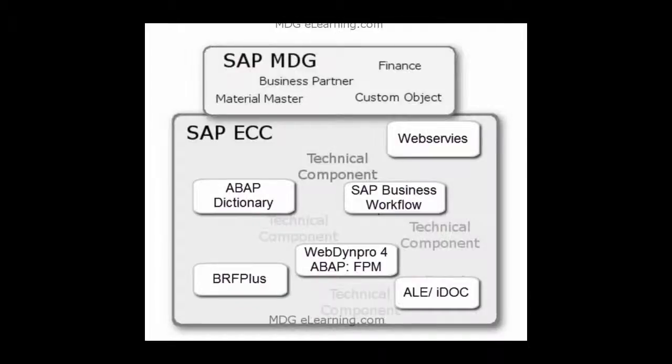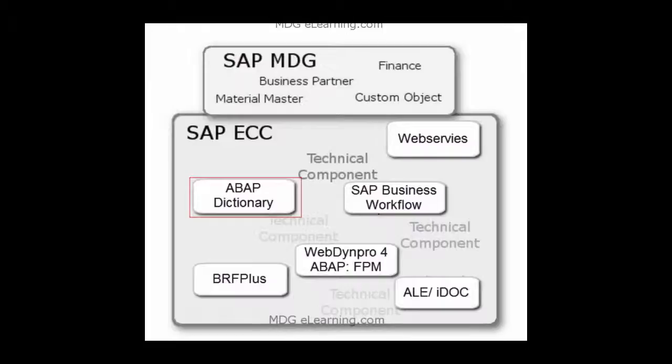In the last sessions, we reviewed MDG architecture and its relationship to ECC in a system landscape. We also looked at how ABAP WebDynpro FPM, or Floor Plan Manager, is used in MDG. In this session, we will move on to the next technical component. It is the ABAP Dictionary.